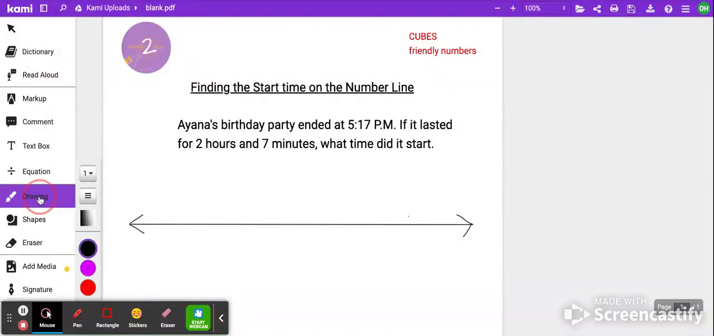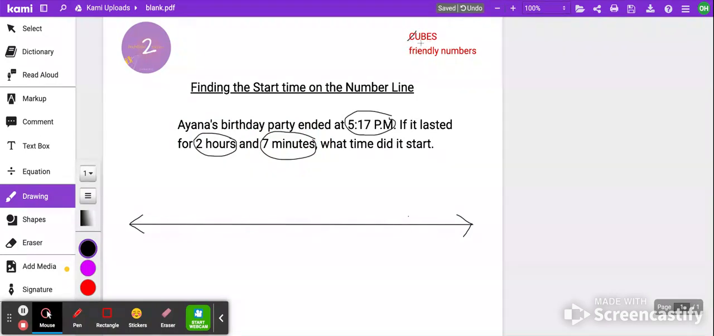So I'm going to grab my drawing tool, and I'm going to go ahead and circle 5:17 p.m. because that is a number or a unit of time. I'm also going to circle 2 hours, and I'm going to circle 7 minutes. Again, that C stands for circle the important numbers or units.